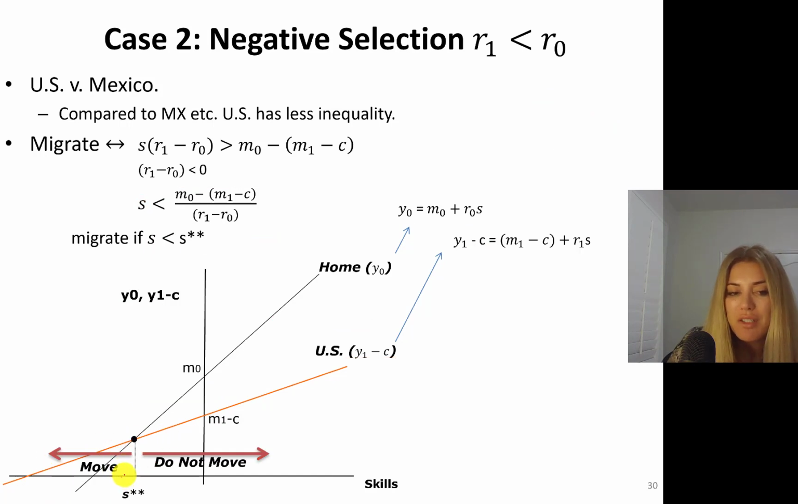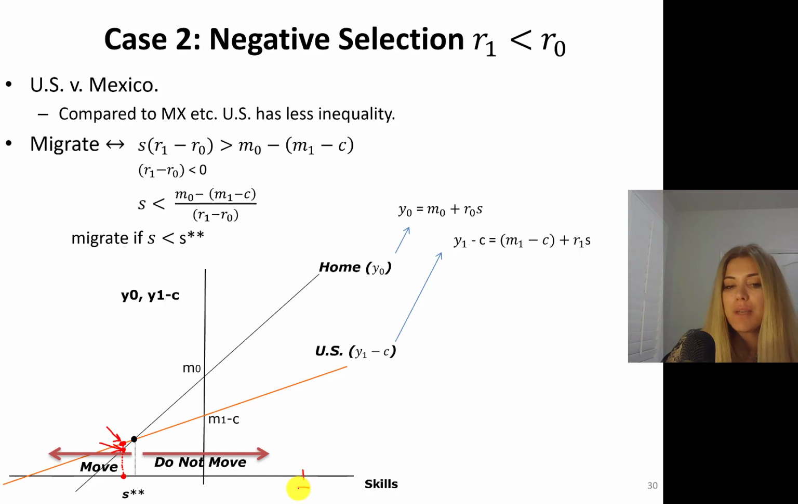People will move. Imagine having a low skill, less than S double star. Go hit the first curve that comes your way. This is the return to your income at home versus going to the USA. Your income in the USA is much higher than staying at home. Okay, so a janitor in Mexico makes much less than a janitor in the US. Let's take a look at these people.